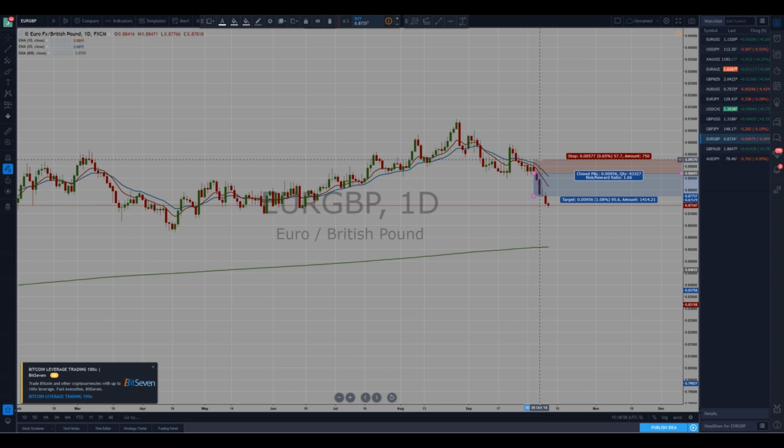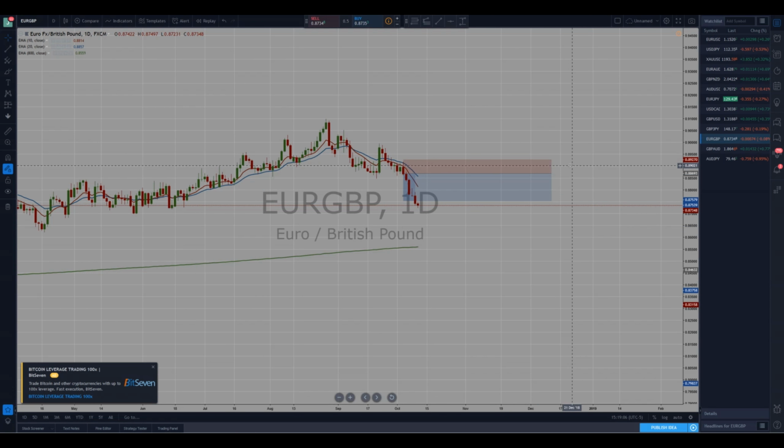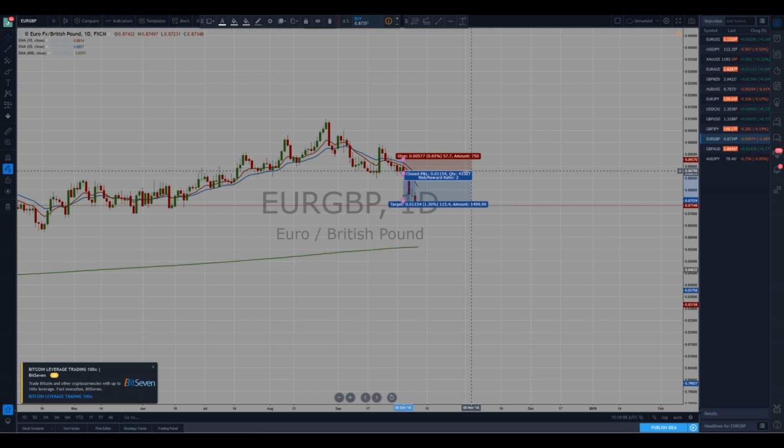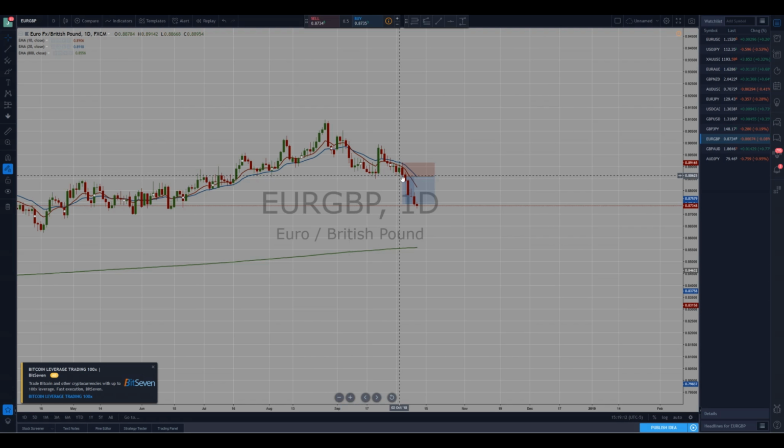So set our stop loss above our previous. Set our take profit 2 to 1. There you go. I guess we'll line this up a little bit better than that.